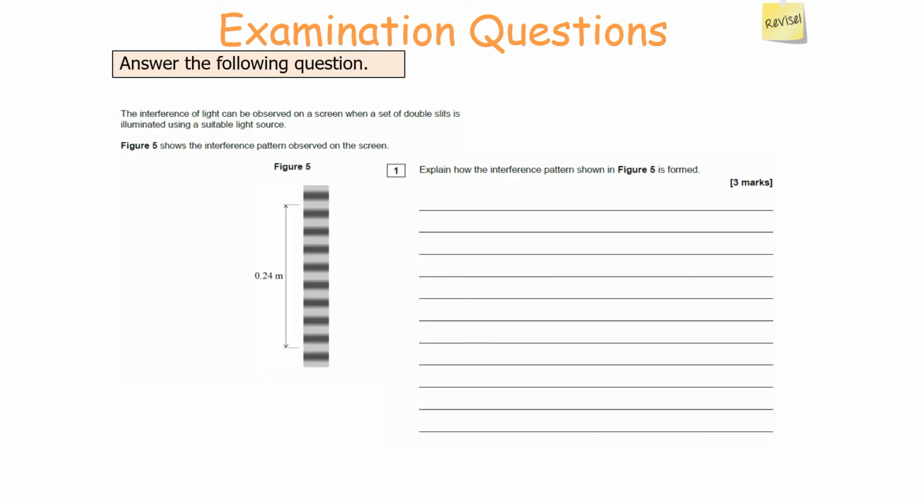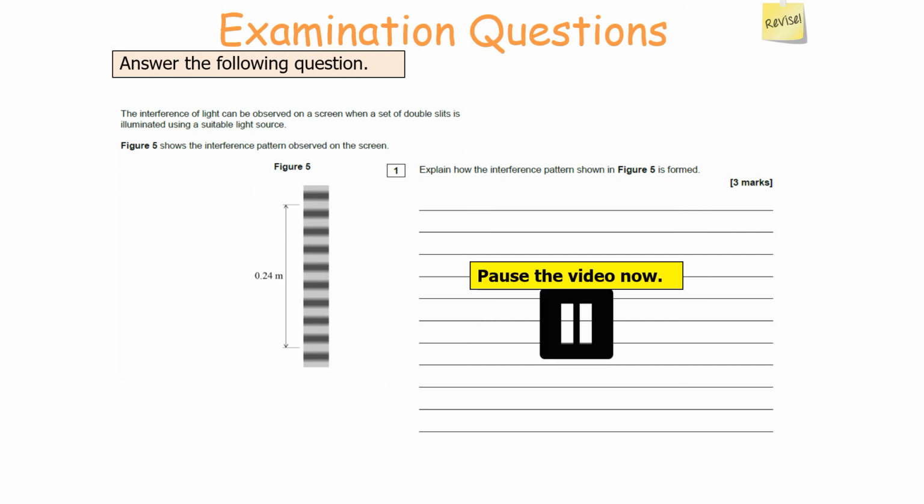Next question. The interference of light can be observed on the screen when a set of double slits is illuminated using a suitable light source. Figure 5 shows the interference pattern observed on the screen. Explain how the interference pattern shown in figure 5 is formed. So pause the video now, then unpause the video when you want to go through your answer.